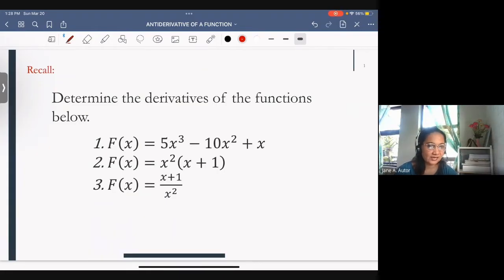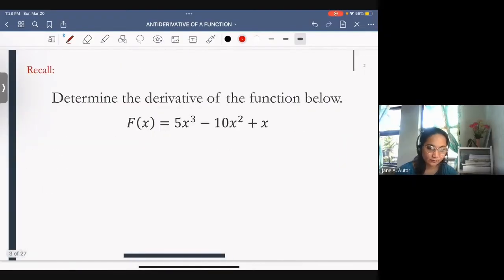Number 1, we have f of x is equal to 5x cubed minus 10x squared plus x. Number 2, f of x is equal to x squared times the quantity x plus 1. And then number 3, we have f of x equals the quantity x plus 1 divided by x squared. So let's go to number 1.